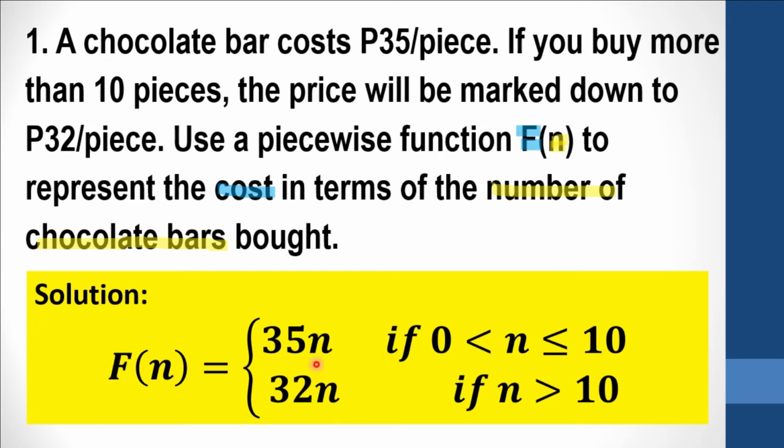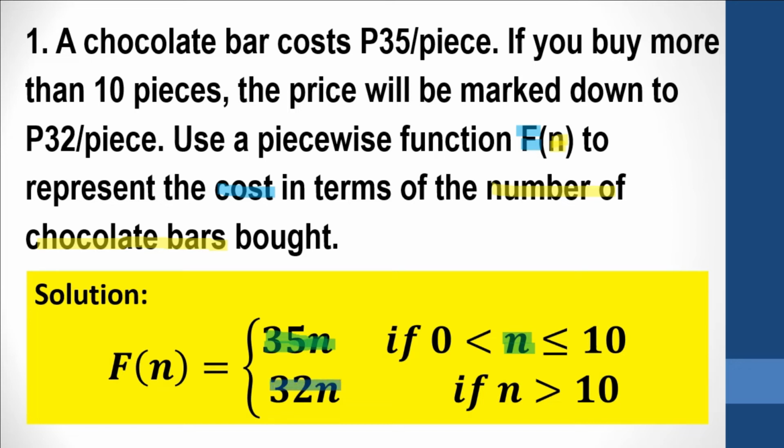So, saan galing si 35n? Basahin muna natin yung condition niya ha. Ito yung condition. If n is greater than 0 or less than or equal to 10. Kapag yung n daw natin or yung number of chocolate bars na binili natin ay less than or equal to 10 or greater than 0. Meaning, kapag bumili tayo ng 1, 2, 3, 4, 5, 6, 7, 8, 9, 10 chocolate bars, ito yung gagamitin natin na function 35n.